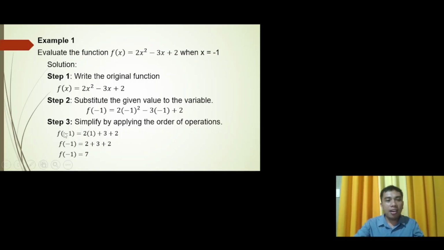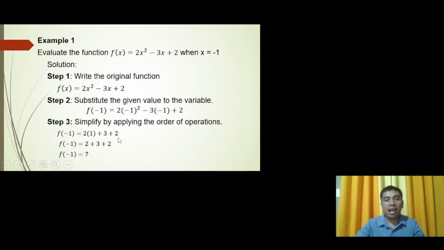So, we have here f of negative 1 equals 2 times 1 because it's from negative 1 squared. So, negative 1 times negative 1, that is positive 1. Then here, negative 3 times negative 1, of course, it will become positive 3. So, we put that here. And then, plus 2, copy plus 2.